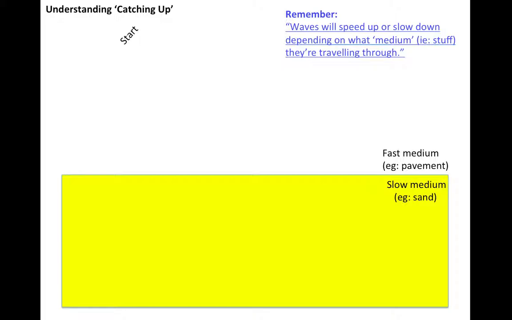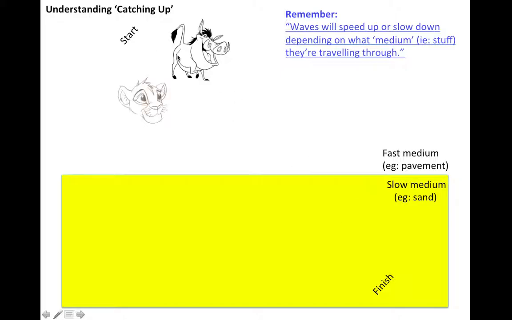So imagine we've got a race. We've got a start over here on the pavement, and we've got a finish over here on the sand. But this race isn't perpendicular to the boundary of the media. It's actually at an angle. And we've got two racers, Simba and Pumbaa. They're both going to race from the start here to the finish.